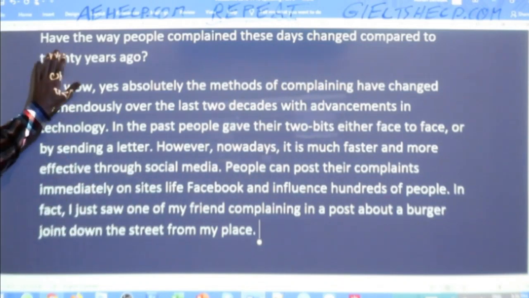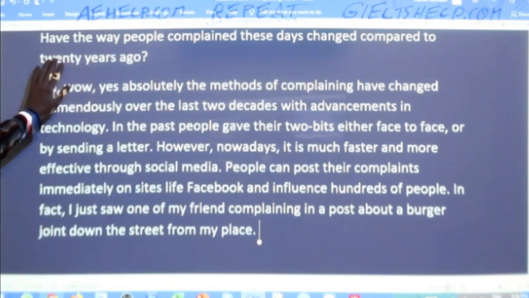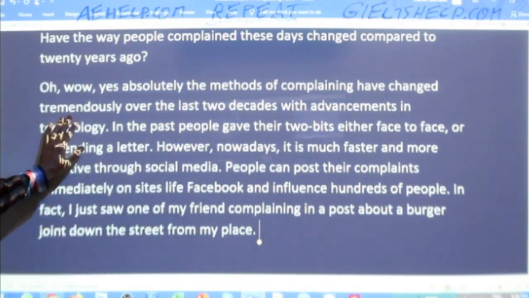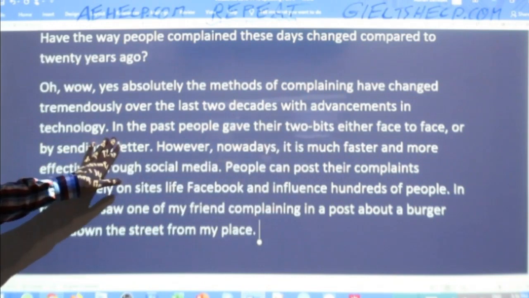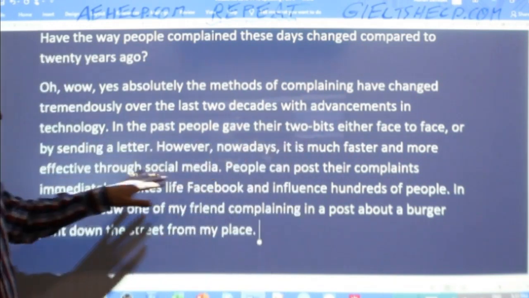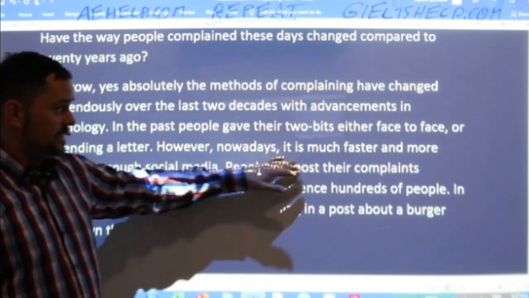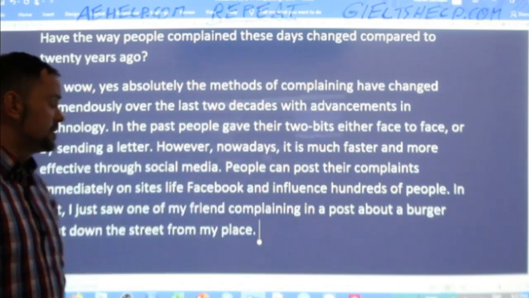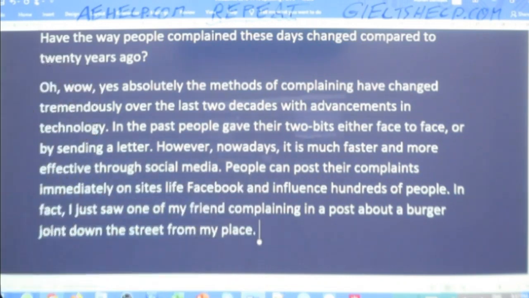Just repeat after me. Have the way people complain these days changed compared to 20 years ago? Oh, wow, yes, absolutely. The methods of complaining have changed tremendously over the last 2 decades with advancements in technology. In the past, people gave their 2 bits either face-to-face or by sending a letter. However, nowadays, it is much faster and more effective through social media. People can post their complaints immediately on sites like Facebook and influence hundreds of people.